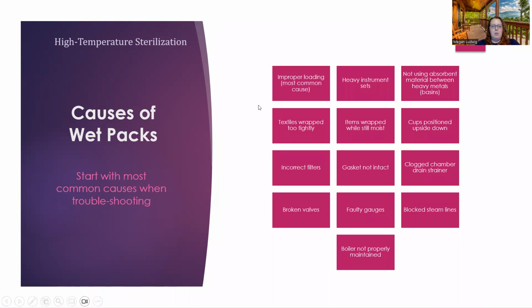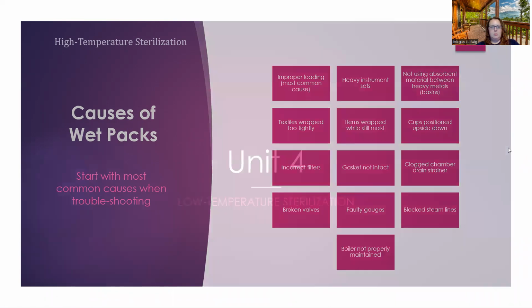Okay. So always check for the most common causes here, and then work all the way down here at the bottom where it says boiler not properly maintained. That's probably your least likely cause for it to fail. So don't start there. Don't start calling maintenance because your load failed. That's not going to work. So check your wrapping, check your filters. Then you're going to start to look at the machine, the gasket, the valves, the gauges. Did something break there? Then you work that way. So start at the most obvious.